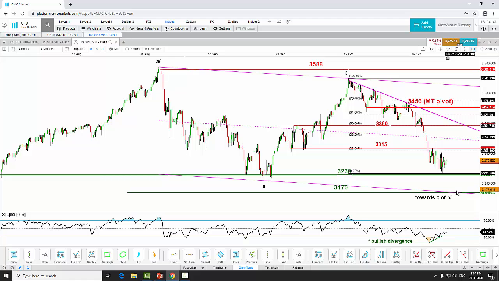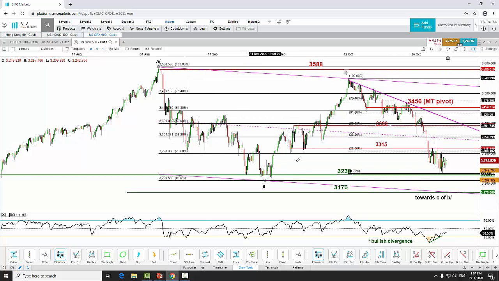So what is 3170? 3170 is actually the lower boundary of this descending range channel that has been in shape since the 3rd September high, which is the all-time high, and also the one-time Fibo extension from this all-time high as drawn from here.